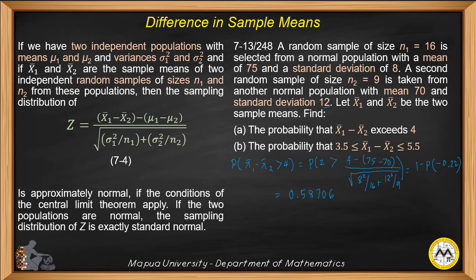For letter B, we're just going to replace 4 by 3.5 and 5.5, and we're looking for the area in between. So for letter B, that would be the probability of, for the upper limit, 5.5 minus 5 over the square root of 64 over 16 plus 144 over 9, minus, for the lower limit, 3.5 minus 5 over the same denominator, 64 over 16 plus 144 over 9.